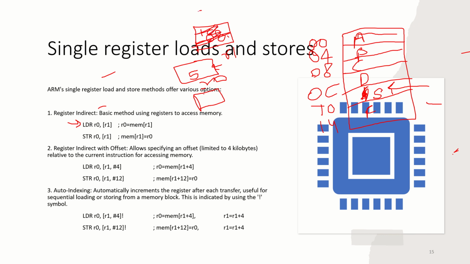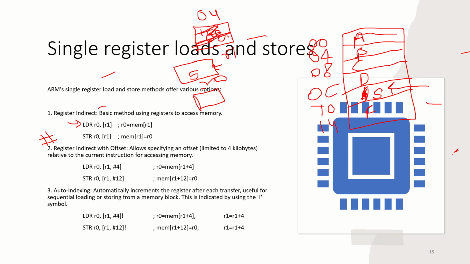In R1 suppose 04 is stored. Then we say LDR R0, R1, #4. What is the hash? We have seen hash in the previous session. Hash is used to show immediate values, which means constants. So if I write LDR R0, R1, #4, that means R1, then we provide an offset. So R1 means 04.